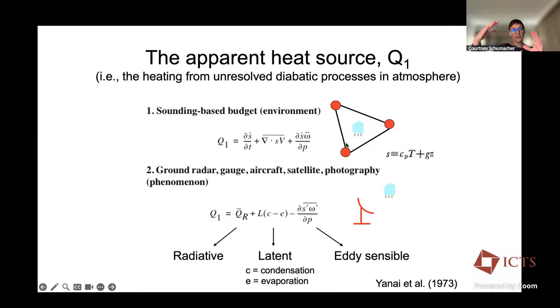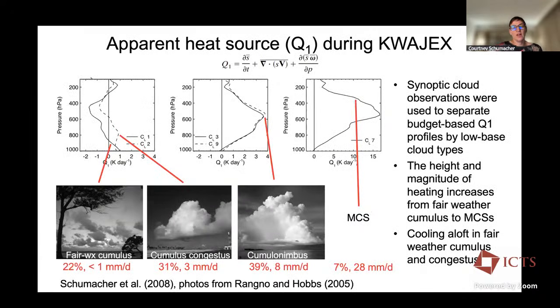So you can do a sounding based budget to get at this, the Q1, this apparent heat source, or you can measure these different components using things like radars and soundings to get at the total Q1. So I'm using the sounding based method here. So all of these are observed profiles, at least retrieved from a sounding budget, of apparent heating, this Q1, for different cloud types.